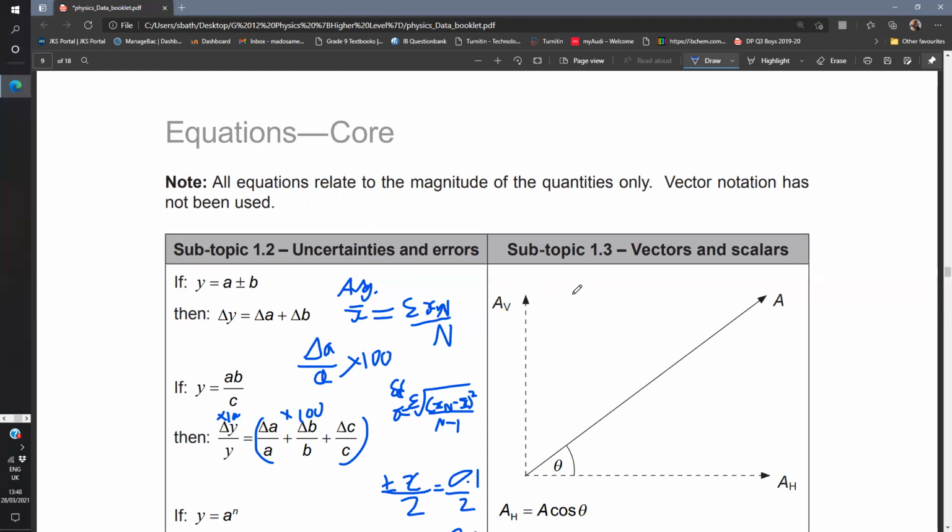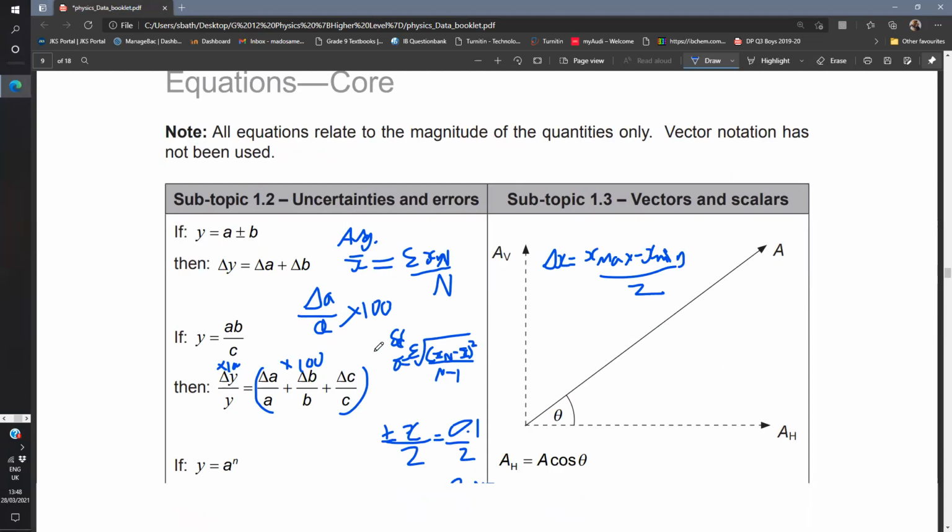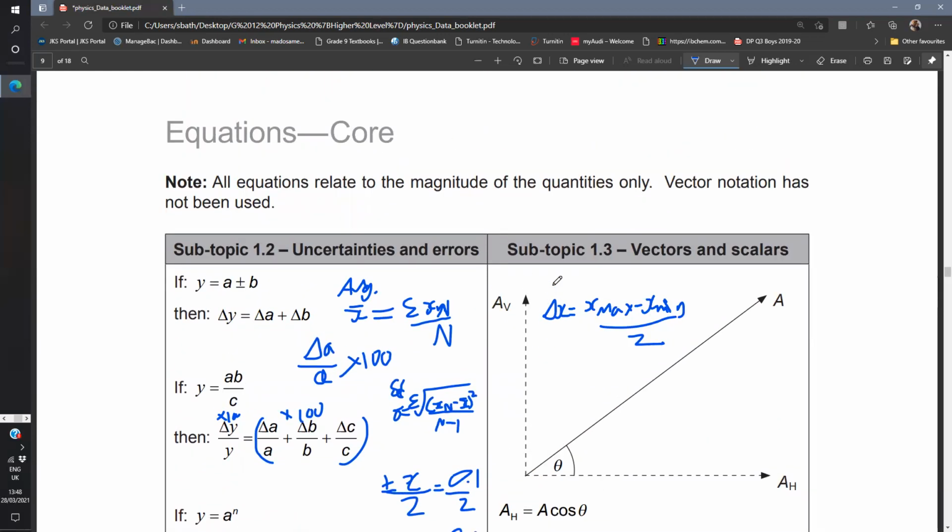And lastly, to find the error in the gradient, we have this equation. Minus x over 2. And I'll be discussing this with the graphs because it's the gradient of the graph, the error in the gradient of the graph. So this will be discussed later. And this moves us on to vectors.